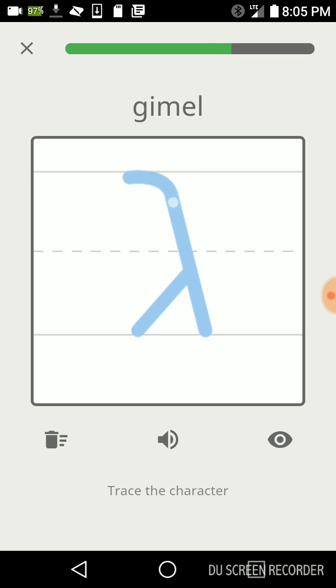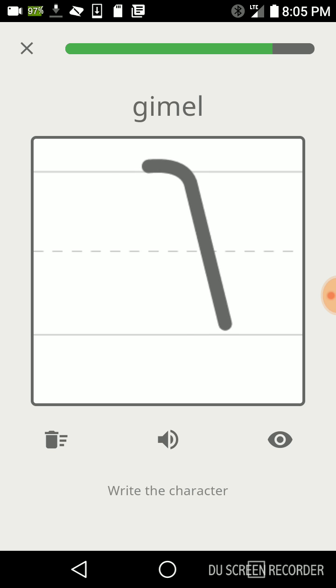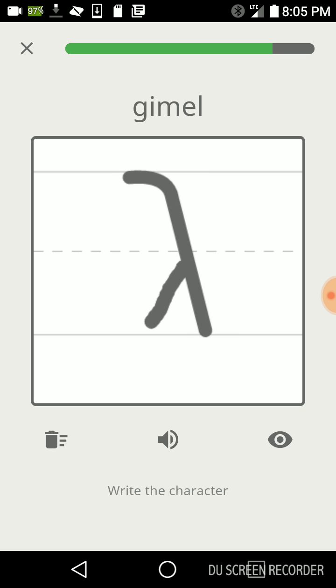Gimel. So you have Gimel over here. This is the G in Hebrew. So gimel, okay. That was quick. This is the G. Don't forget to make those two legs, okay? Because if you don't, then it's going to look like something else. It's going to look like a wow or a vav, so be careful about that.